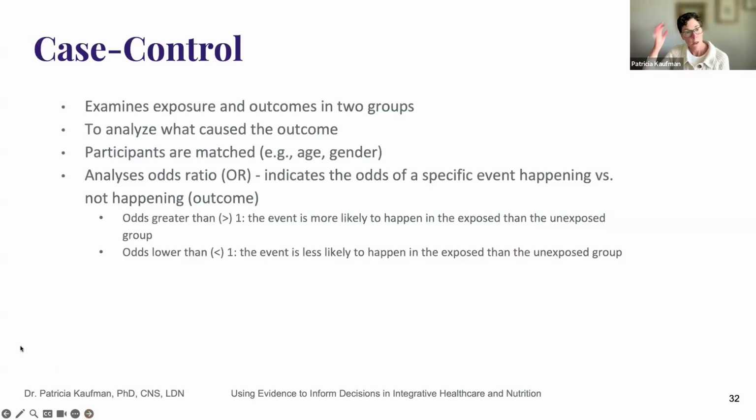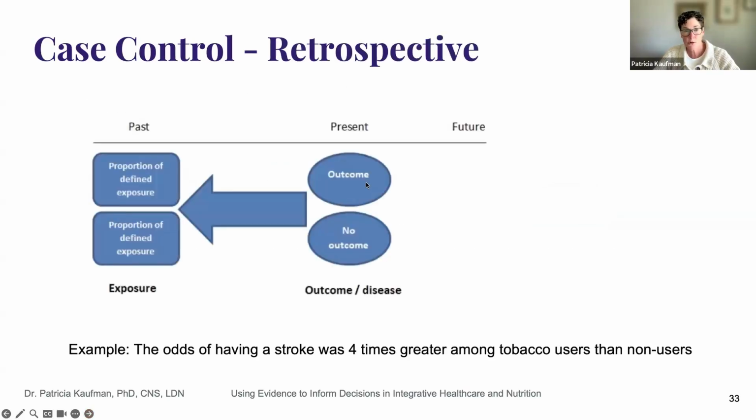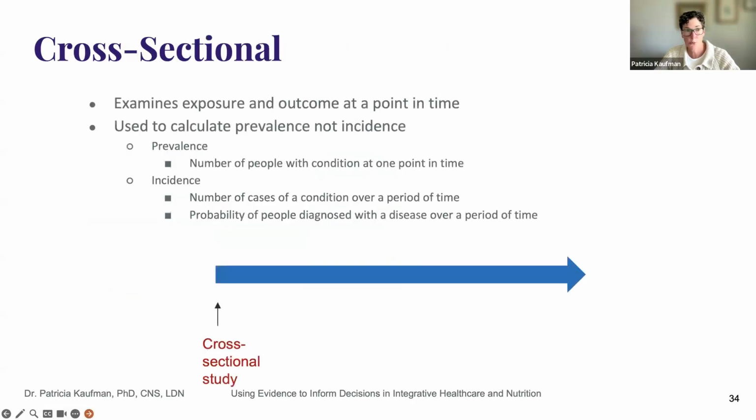Okay, case controls examine exposure and outcomes in two groups: your cases and your control group. The participants are matched for age and gender. You look at the odds ratio to indicate the odds of a specific event happening versus not happening, and we already looked at what those mean. Remember, case controls go backwards. They're looking at a specific outcome, and the control group had no outcome, so let's go back and see what their exposure was. That's why you would want to do a case control.